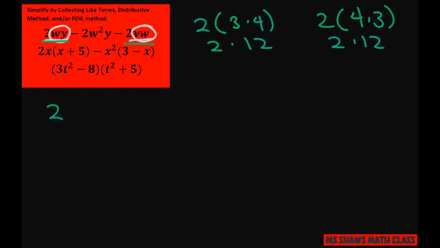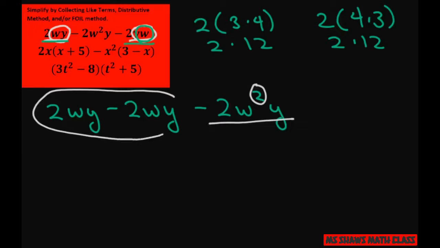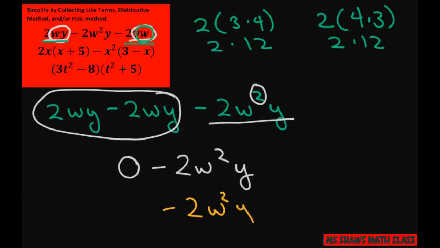So I'm going to just group them together. In fact, you can switch them around. You could just rewrite this as 2YW. Then the second one is not a like term because it has a square in it. So this one's different. Now, when you subtract those two, that's just going to be 0 minus 2w squared y. And then we don't really need the 0, so our final answer is just going to be negative 2w squared y.